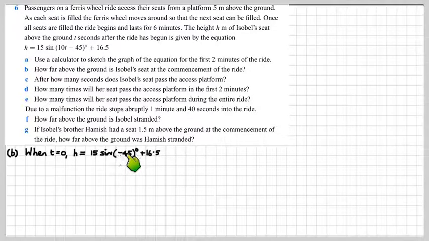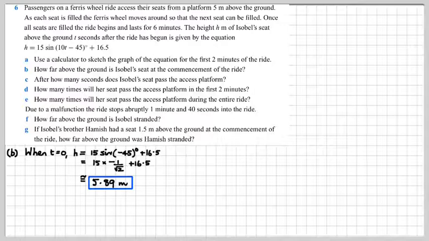Now, sine of minus 45 is minus sine 45. Sine 45 is 1 over root 2. So it's going to be minus 15 over root 2 plus 16.5, which comes to, apparently on the calculator, 5.89 metres at the commencement of the ride. And apparently at that stage, Hamish is at 1.5, from that nasty question G. That's A and B done, and done very well, I think.